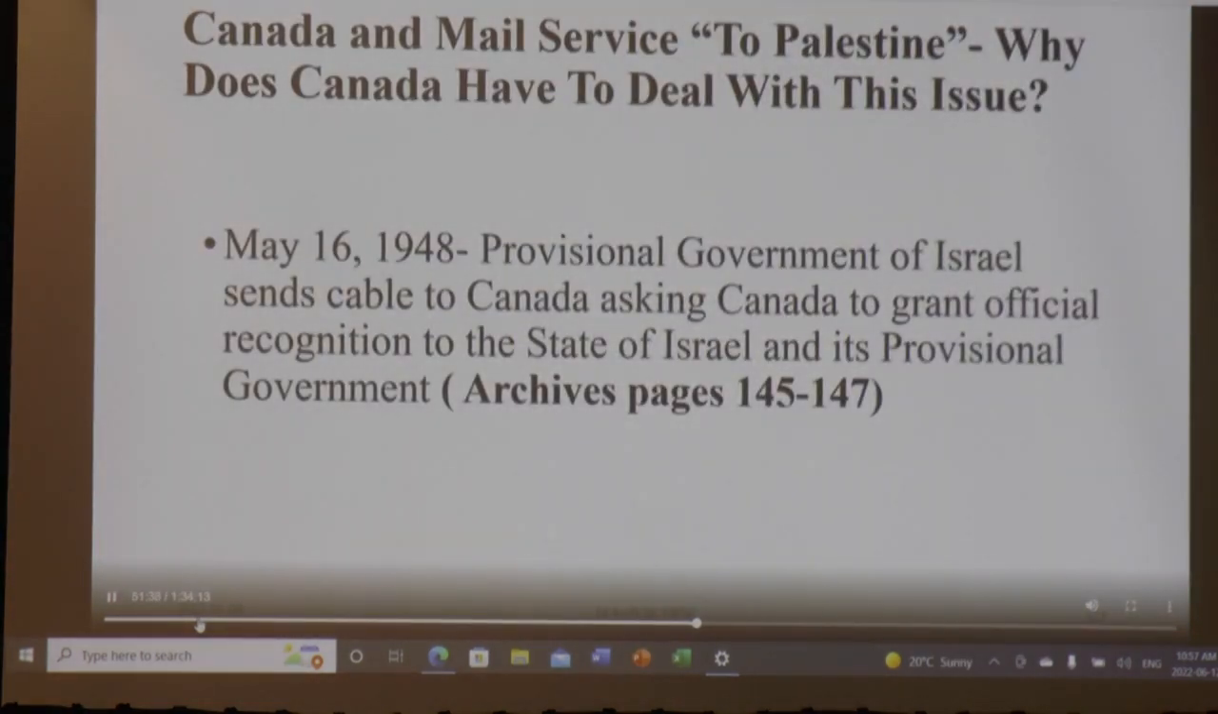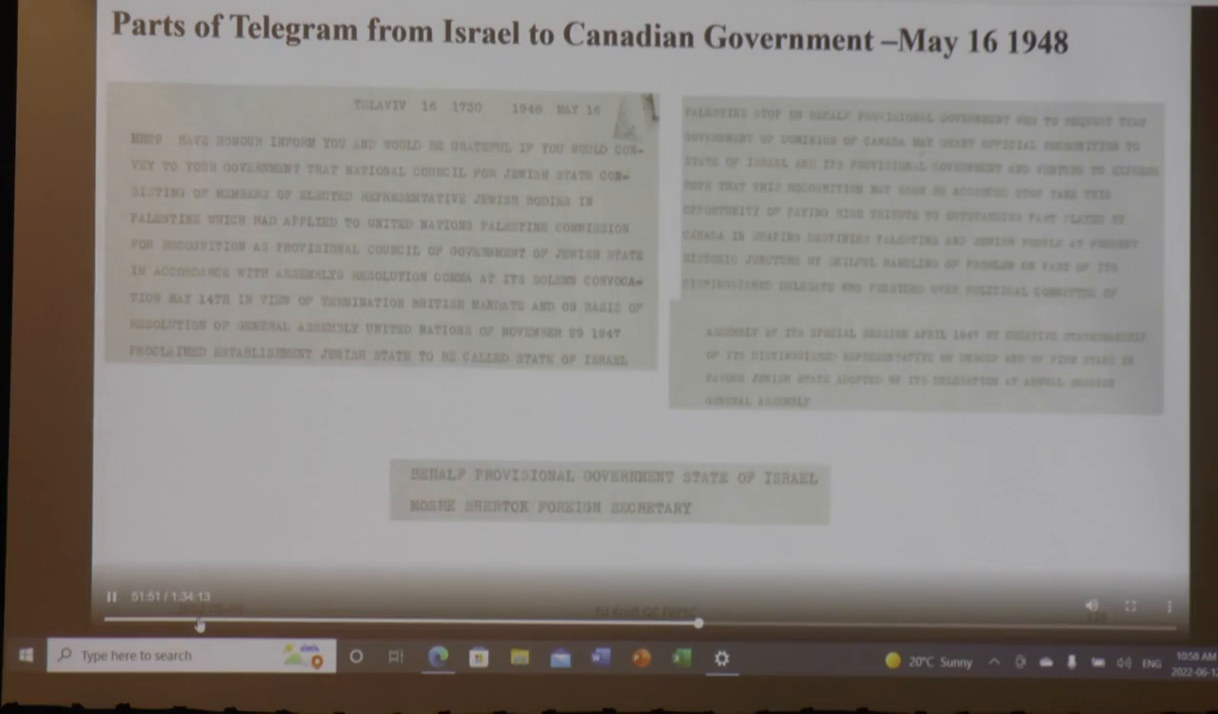Because on May the 16th, 1948, the Provisional Government of Israel sent a cable to Canada asking Canada to grant official recognition to the State of Israel and its provisional government. And what I've done for you is I've excerpted from the telegram, or the telex, that was sent by the Provisional Government of Israel, Moshe Shertok, who ultimately became Moshe Sharett.